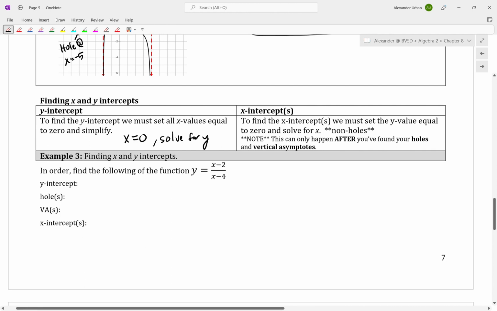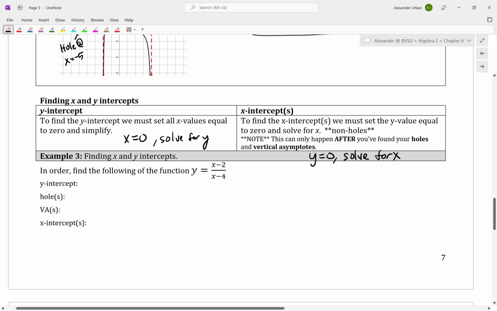So in this case, we really just get rid of our x's and then just find the number. Okay. For x-intercepts, when we're talking about these graphs here, we need to make sure that we are working with zeros for our y and solving for our x only after we found our holes and vertical asymptotes. So again, for this one, we want to set y equal to 0 and then solve for x.